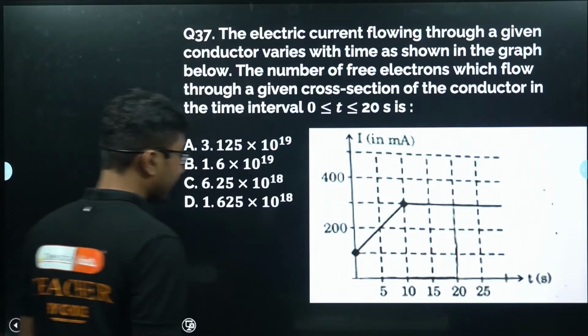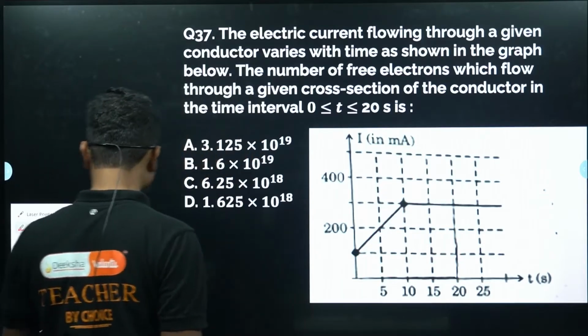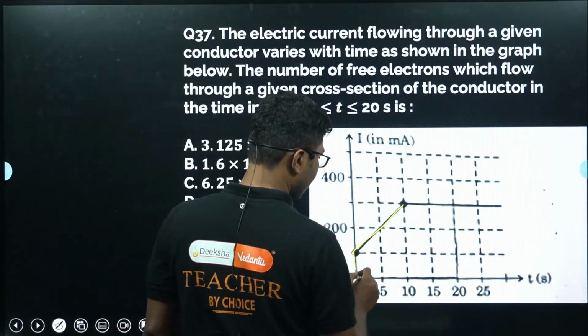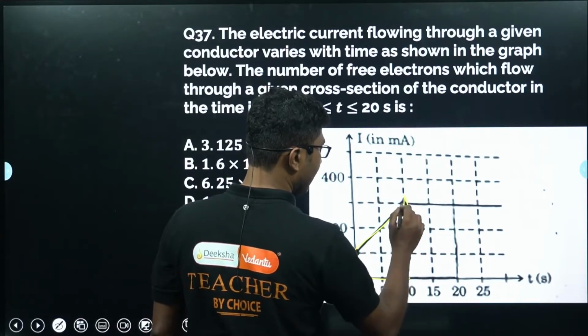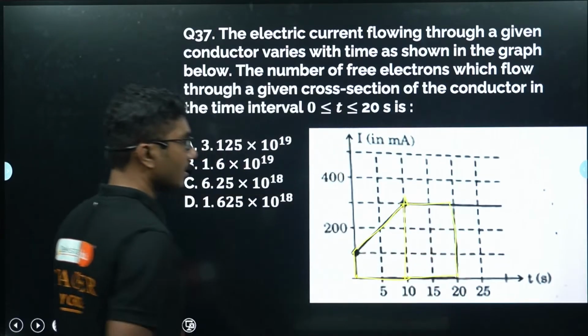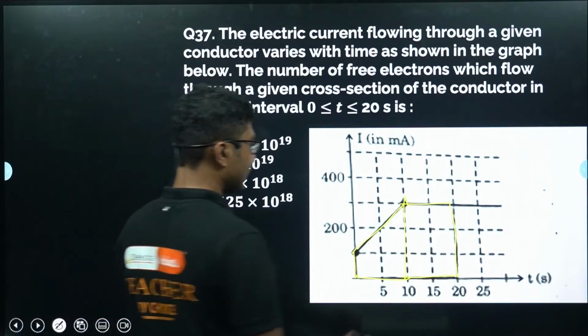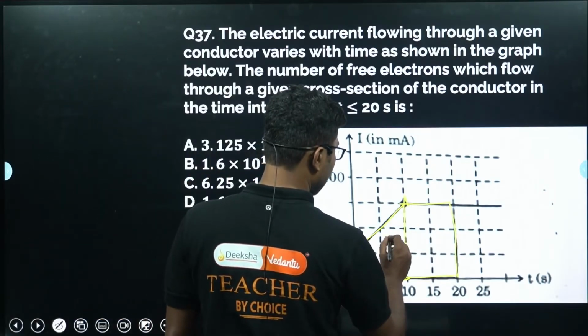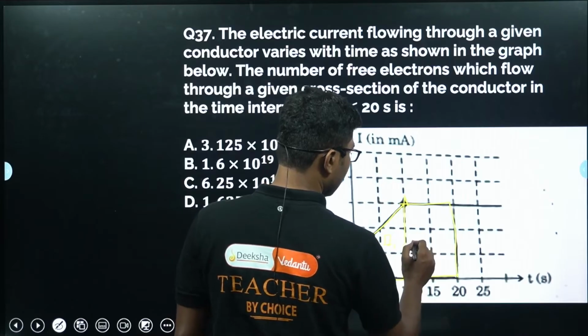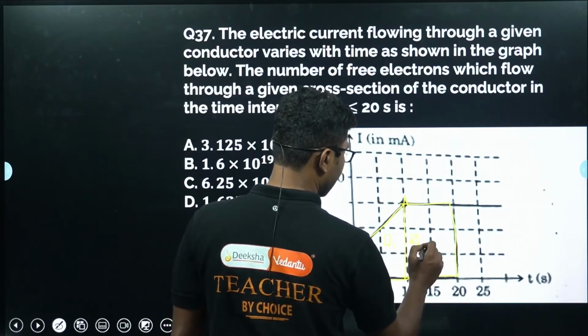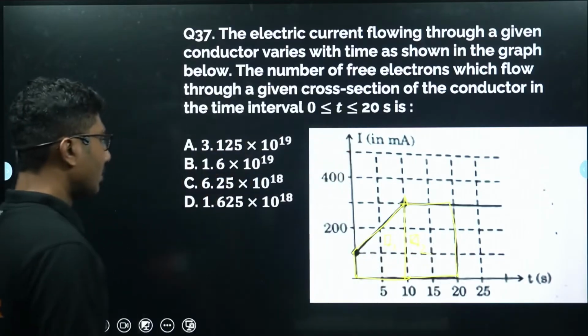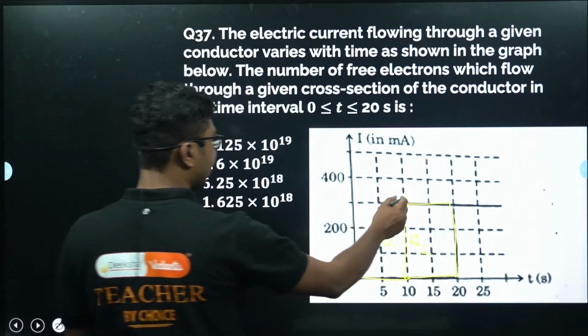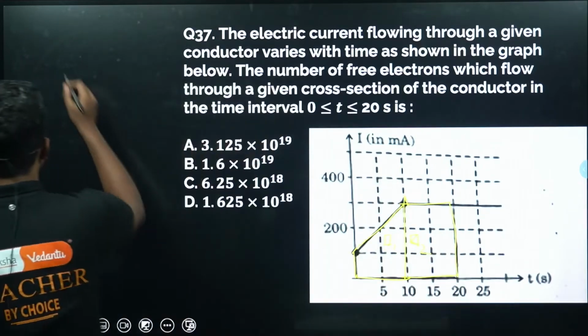two-part strategy. How can we do that? First, I will calculate the area of this trapezium, and then I will calculate the area of this rectangle. Say this trapezium is 1, this rectangle is 2. Okay. Now, first we will calculate the area of this. What is the area of this?